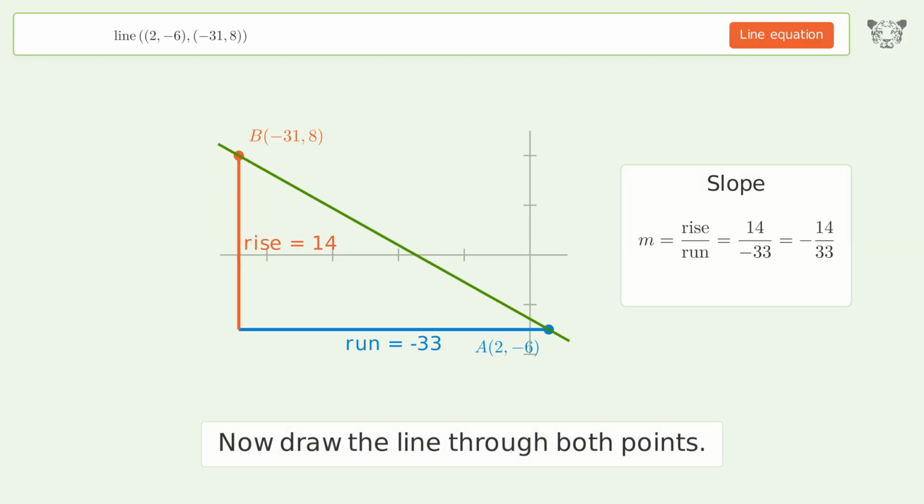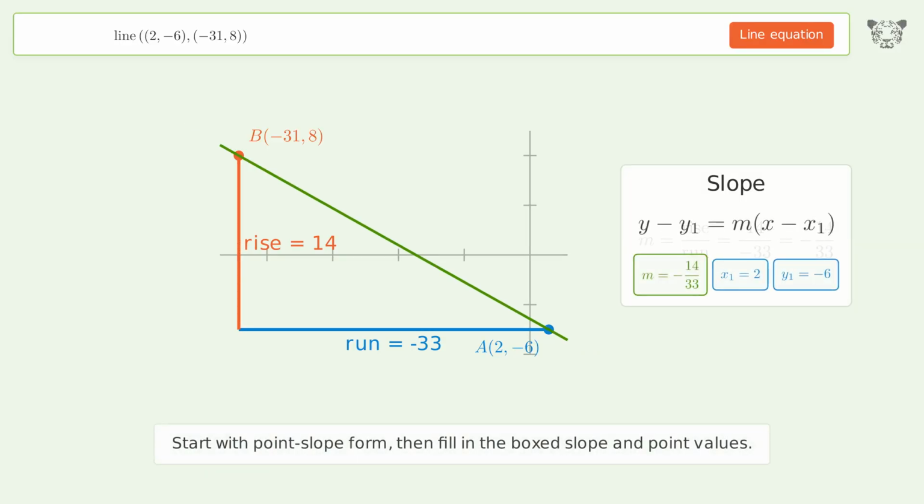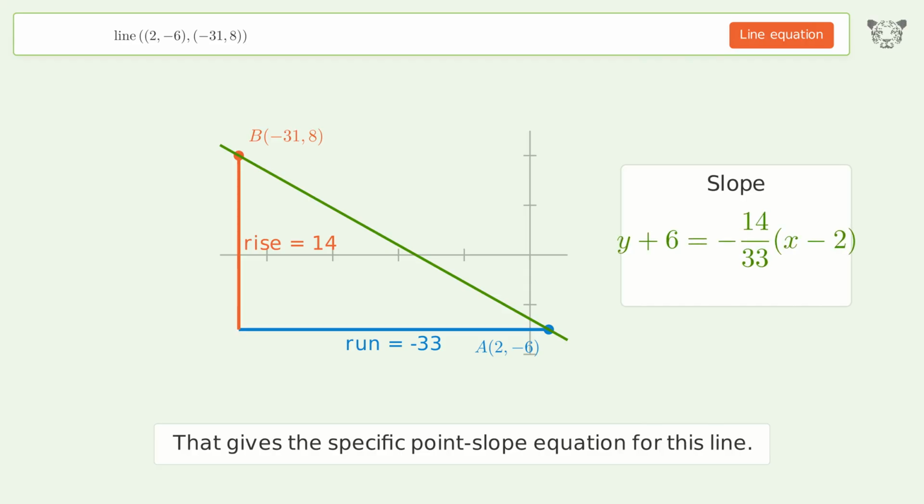Now draw the line through both points. Start with point slope form, y minus y1 equals m times x minus x1. Then fill in the boxed values. Slope is -14 over 33, x1 is 2, and y1 is -6. That gives the specific point-slope equation for this line.